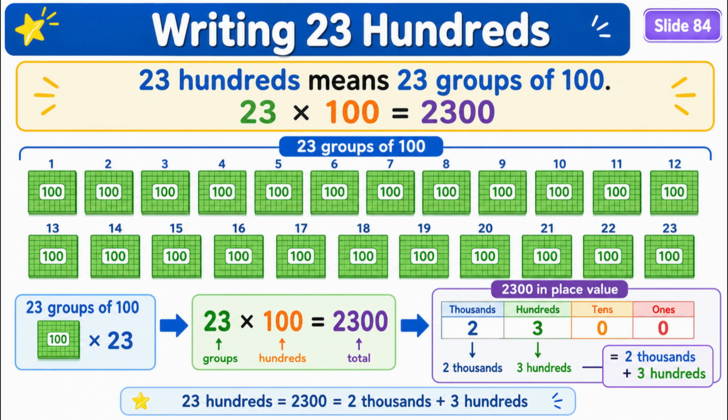Writing 23 hundredths. 23 hundredths means 23 groups of 100. To find the number, multiply 23 by 100. 23 times 100 equals 2300. So, 23 hundredths is 2300.